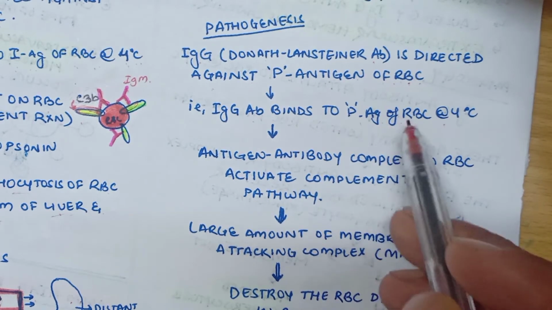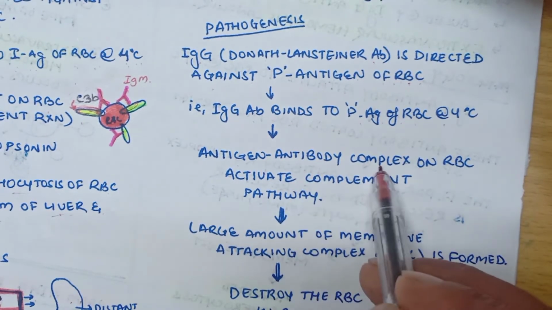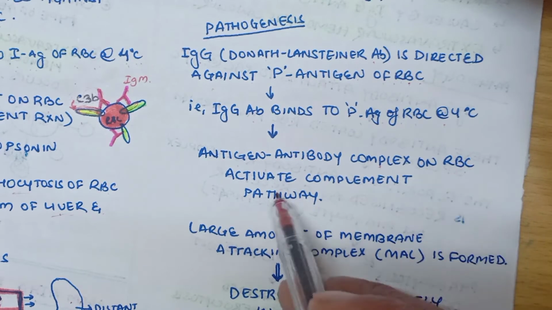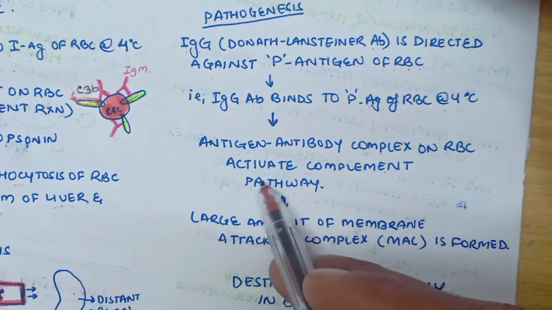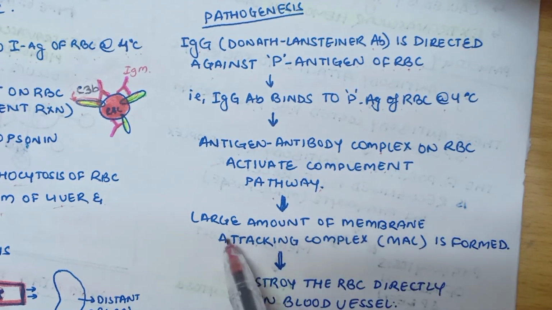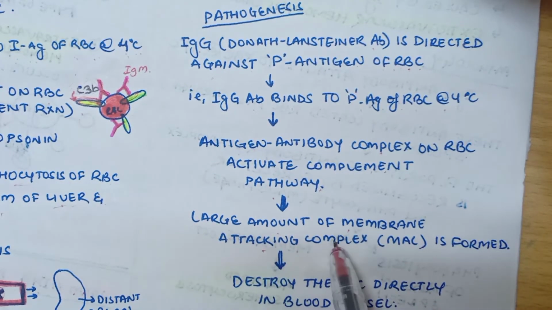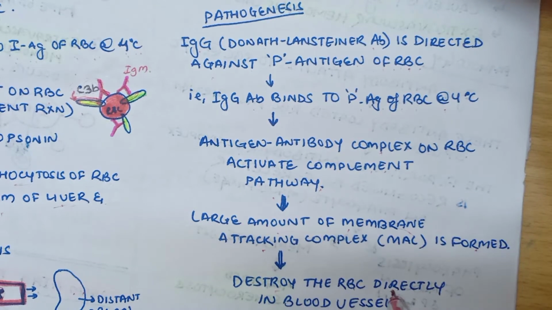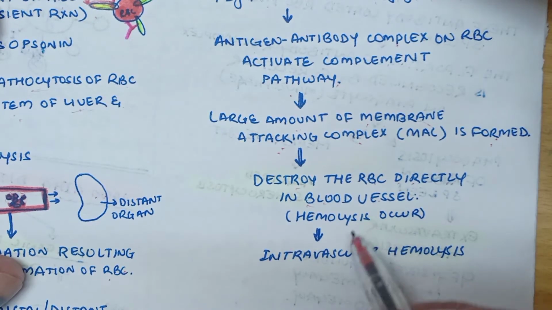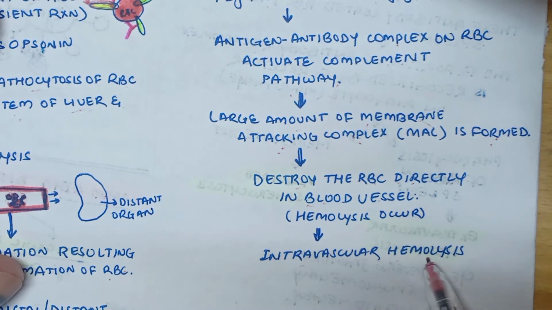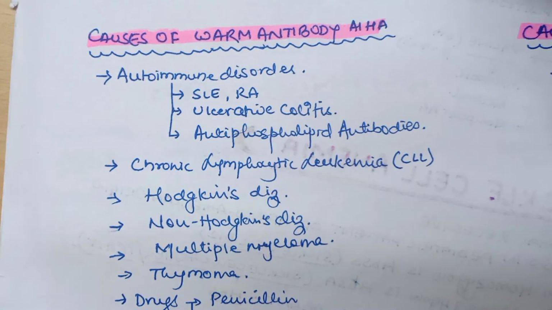So once it binds, the antigen antibody complex on RBC will activate the complement pathway. Now once the complement pathway is activated, a large amount of membrane attack complex is formed. Now this membrane attack complex will destroy the RBC directly in the blood vessel, which will result in hemolysis, that is intravascular hemolysis.